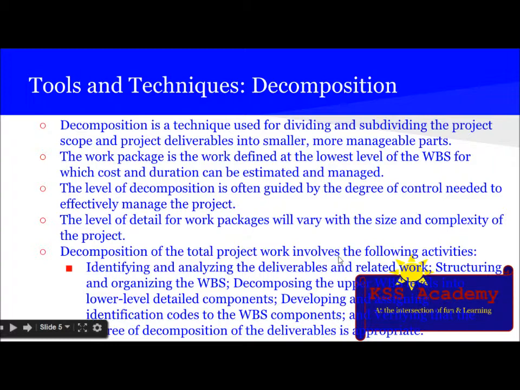Decomposition of the total project work involves the following activities: identifying and analyzing the deliverables and related work, structuring and organizing the WBS, decomposing the upper WBS levels into lower level detailed components, developing and assigning identification codes to the WBS components, and verifying that the degree of decomposition of the deliverables is appropriate.